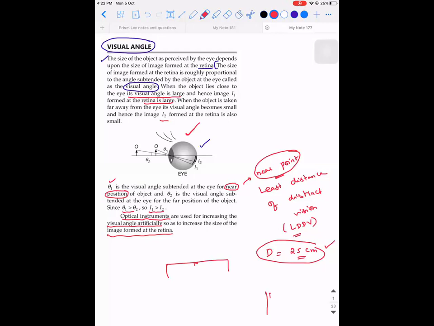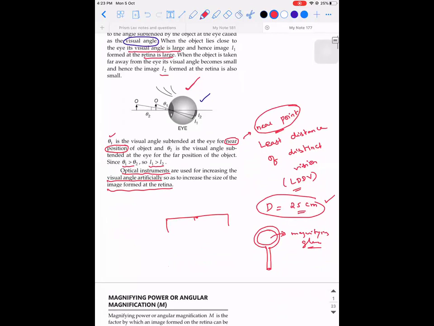Have you ever seen this? They use it in palmistry also. You will have a convex lens through which you can actually see. Yeah, a magnifying glass is a simple microscope. That's the other name. It's just a normal magnifying glass, or we call it a simple microscope. If the lines are so close to each other, your eye is actually not able to resolve it.